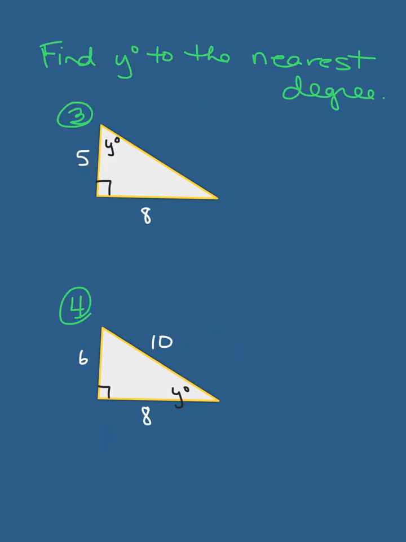Now our next set of problems are slightly different. We're still going to be using tangent because we have opposite over adjacent. However, this time the unknown is the measurement of the angle, not the side. So let's see how we're going to do this.